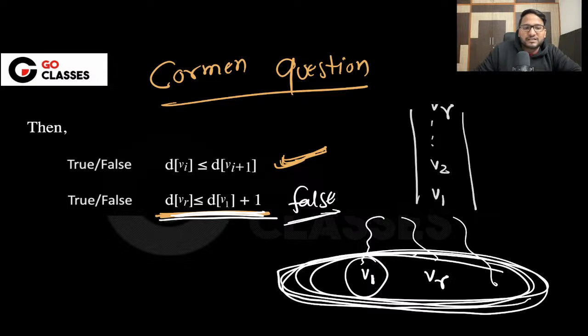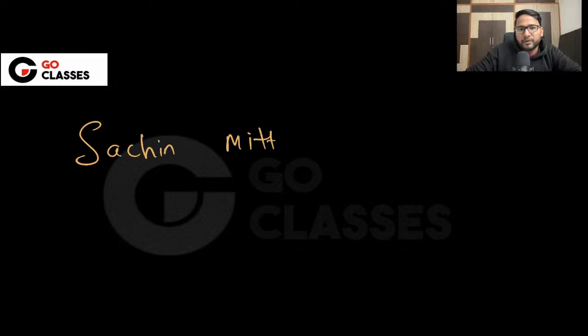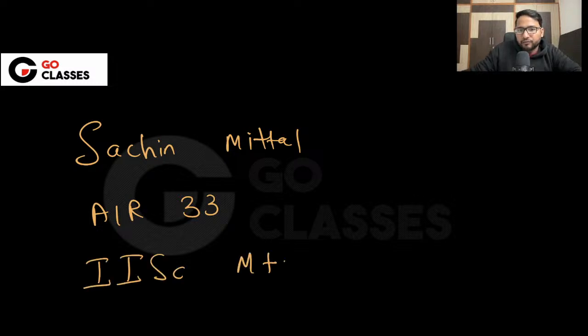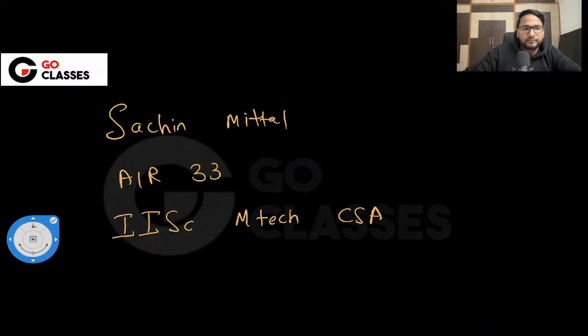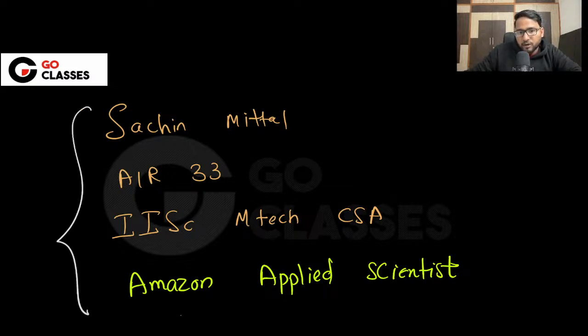Okay, someone is asking my name. Let me just introduce myself. I'm Sachin Mittal, right? I have achieved All India rank 33, and I am an ISC pass out, ISC MTech from the CSA department. I have also worked at Amazon as an applied scientist. And I'm also co-founder at GoClasses.